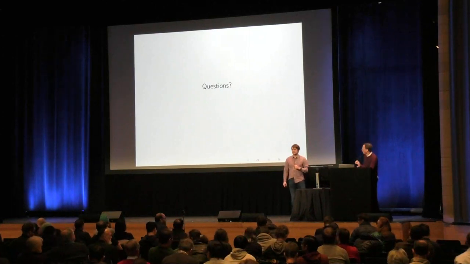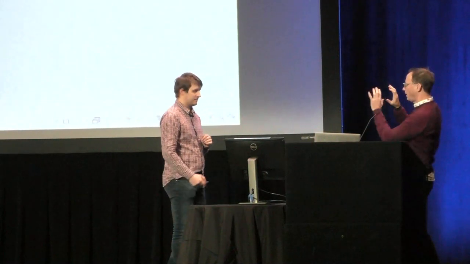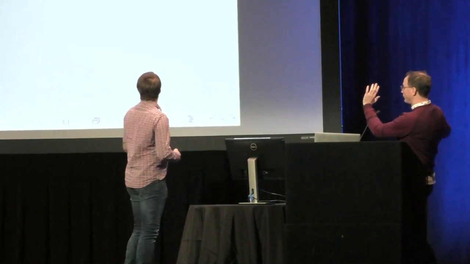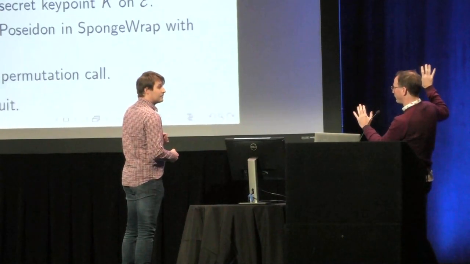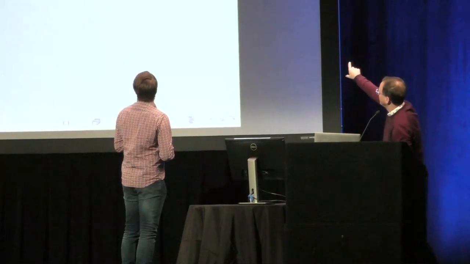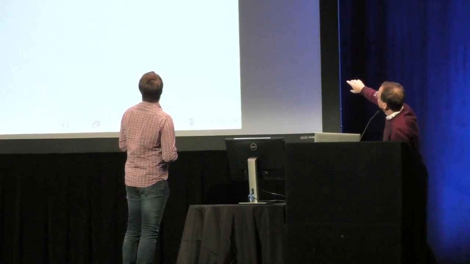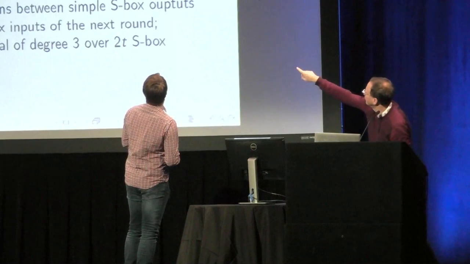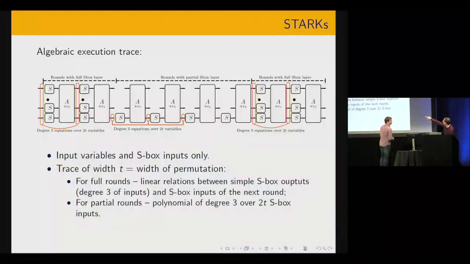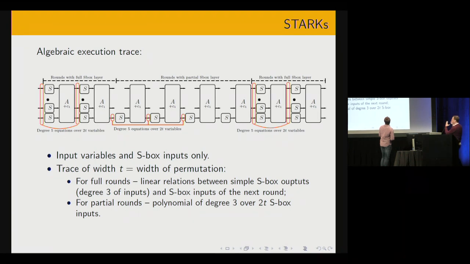Any quick questions? I have a couple. In your sponge construction, on your picture, you had two complete levels at the front and two complete levels at the back, which made four. You said rounds with full S-box layer and rounds with full S-box layer. So you have two and two, but in one slide you seem to say eight. Is it really two and two? This is simplified. Okay, all right, fine.